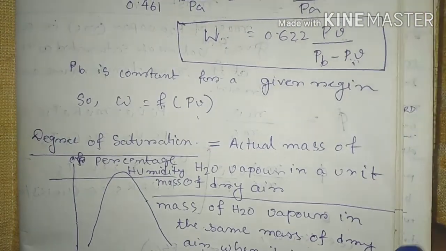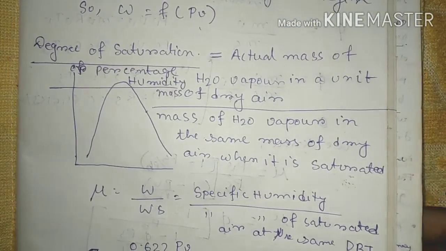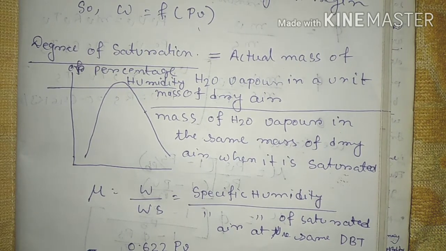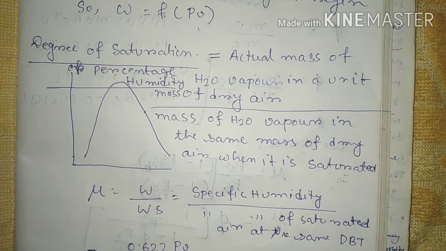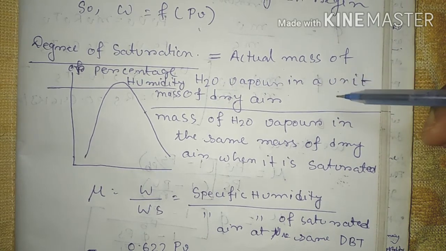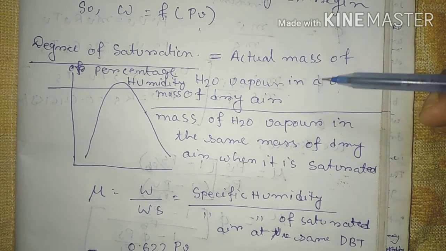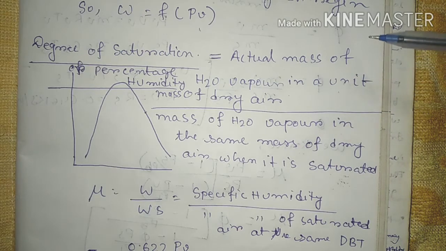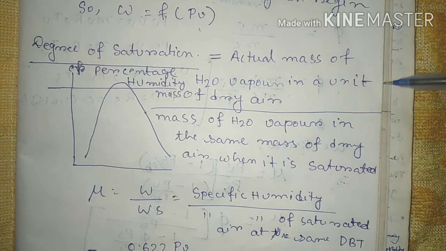Now the next topic is degree of saturation. In this topic, we want to learn what degree of saturation is. Degree of saturation is basically defined as the ratio of the actual mass of water vapor in a unit mass of dry air to the mass of water vapor present in the same mass of dry air when it is saturated.